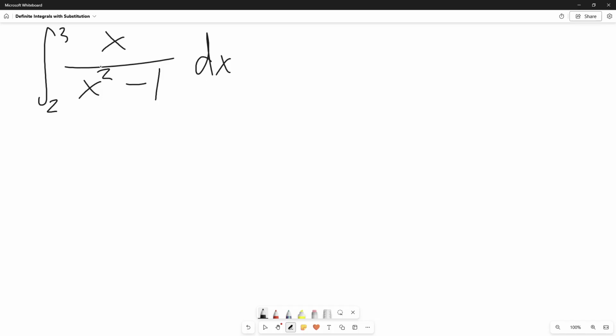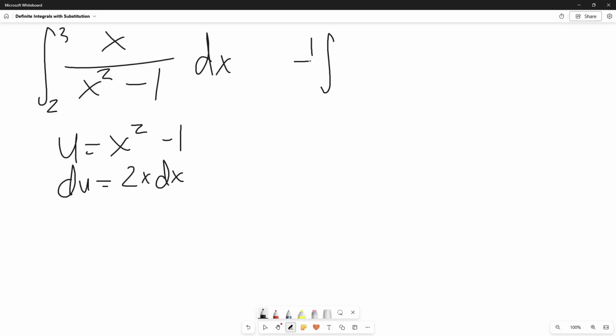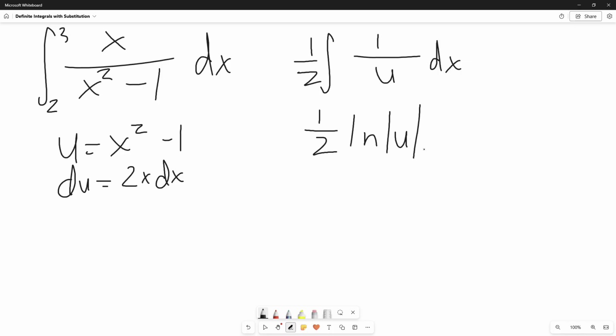First, let's integrate x over x squared minus 1. And you should see what we can do is use u sub: u equals x squared minus 1, du equals 2x dx. And then we substitute that into the integral, which is 1/2 times 1 over u du. I think that should be right, yeah. And now we integrate this, so 1/2 ln of u.